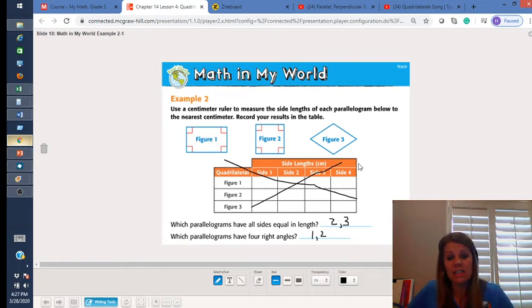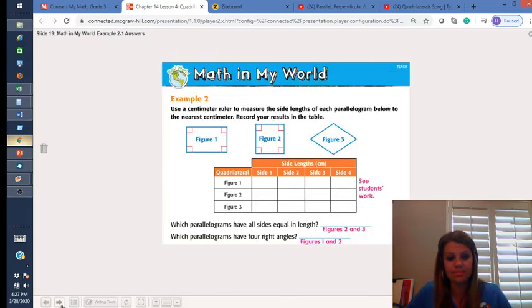If you want to measure the sides, that would be great. If you want to measure figure number 3, you can see that all of those sides are actually equal. Sometimes it's a little bit tricky to tell when it's squished sideways like that. Okay.